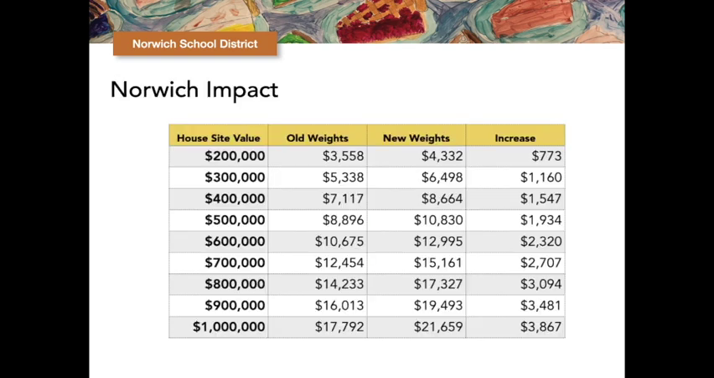So what would this increase look like for you? Well, if we had gone from a tax rate of $1.74 to $2.12, this is what the increase would look like for varying house site values. Again, I want to stress that this is not the increase that you're going to see next year. It's way too soon to be able to tell that. This is a model to give you a sense of the increases that we may see.